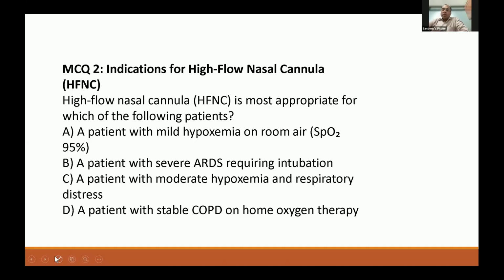Third, D, somebody has answered D, a patient with stable COPD on home oxygen therapy. Again, we have discussed that all those COPD patients need titrated or fixed flow oxygen delivery system, and probably in a stable COPD, we can get away with a Venturi mask. We do not need high flow nasal cannula. So the best answer would be a patient with moderate hypoxemia and respiratory distress.